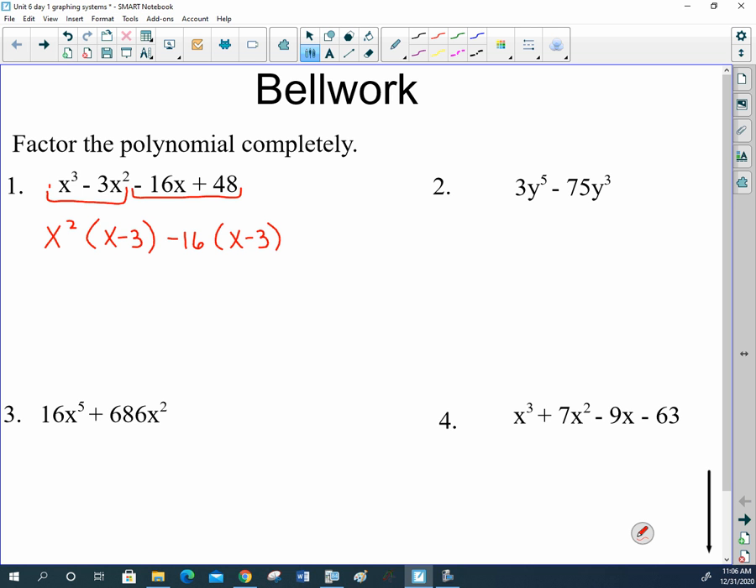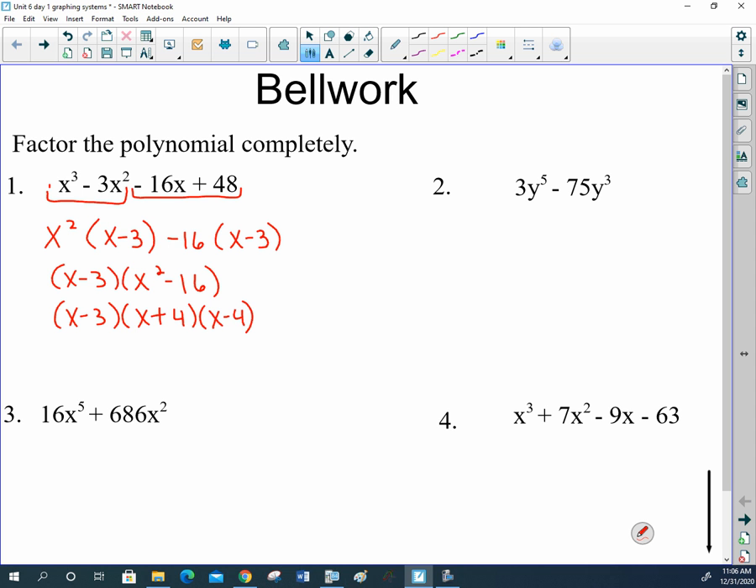So the parentheses are identical. And so that's now my new GCF. So I'm going to factor out the x minus 3, and you're left with x squared minus 16. And x squared minus 16 is the difference of squares. That's one of our special patterns. Hopefully we're to the point now where we recognize that one right off. It goes to x plus 4 and x minus 4. Okay, so difference of squares.